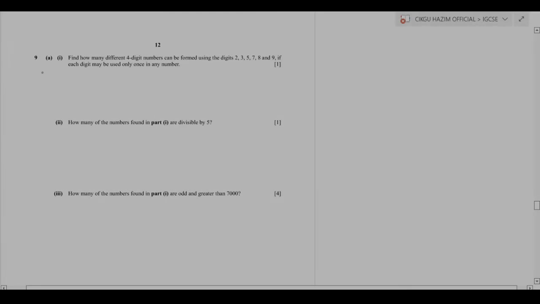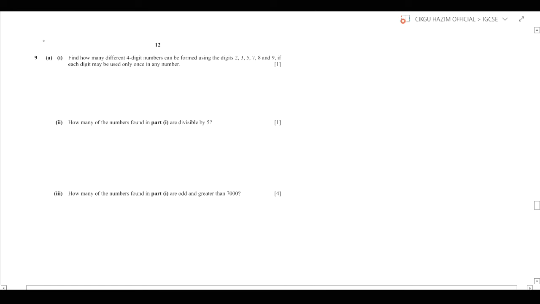For question number 9, we have the topic of permutation and combination. You can see over here: how many different 4-digit numbers can be formed using the digits 2, 3, 5, 7, 8, and 9? In any permutation and combination question, first of all, you need to identify which one to use, either permutation or combination. So in this question, 9A1, to identify whether it's permutation or not, remember this: in permutation, the arrangement matters.